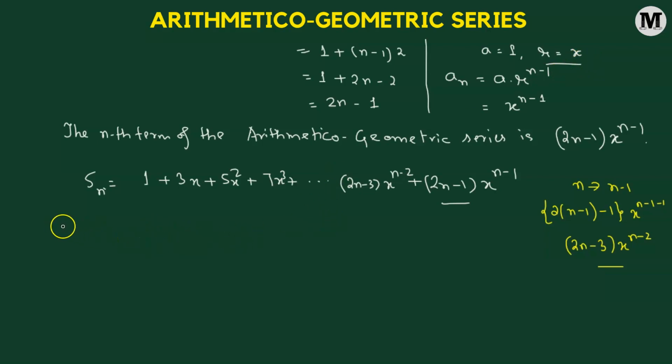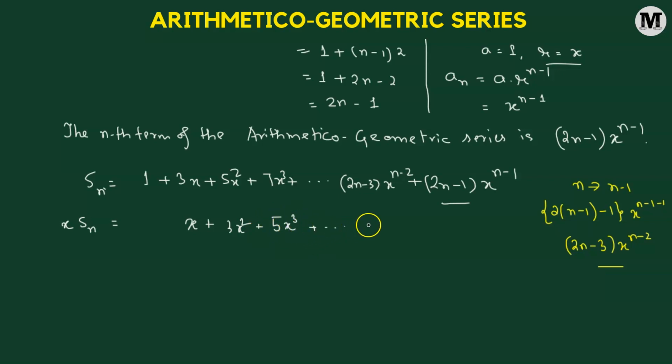This is going to now give us x multiplied to Sn. This is going to be equals to, now 1 multiplied to x, so that's going to give us simply x. Added to, next we have 3x, the second term of the series. It's going to get multiplied with x to give us 3x squared. Then we have 5x squared getting multiplied with x, so that's going to give us 5x cubed.